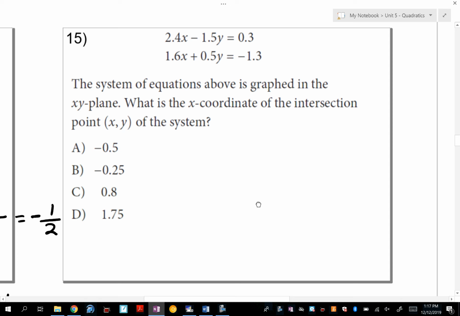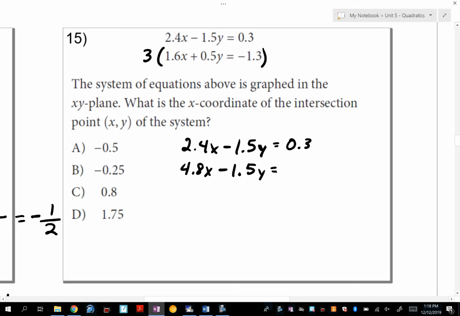Now, I noticed that this coefficient of y and this coefficient of y, I can actually multiply this second one times 3, and I'll get 1.5y. And I like that because what's the coefficient of the one above it? Negative 1.5y. So when I add those, I will eliminate the variable y. Okay? So I'm going to write down 2.4x minus 1.5y. I'm going to enlist your help, please. What is 3 times 1.6x? 4.8x. I know this one is going to be negative 1.5y. And then what's 3 times negative 1.3?